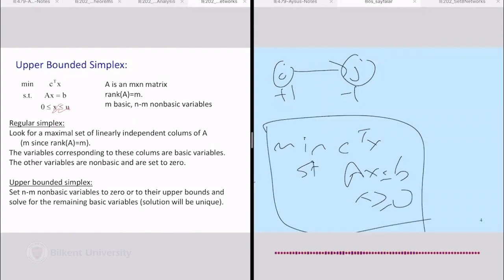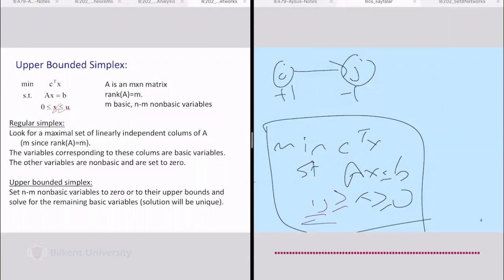This is normal simplex. Now, there is an upper bounded simplex version of it, which is a tiny change, a little modification, and the algorithm will work when you include these bounds.